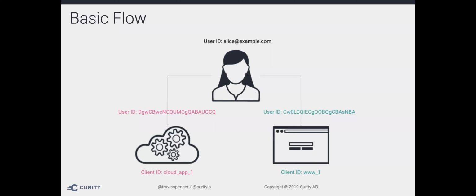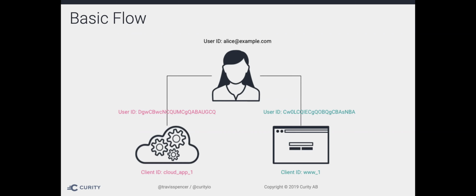And so even though it's the same user, alice@example.com, who's logging in with that email, neither is told what her email is. Each is given a random, unguessable identifier that each of those different applications constantly gets. So the pink Cloud App 1 will always get this random DGW as the client ID.